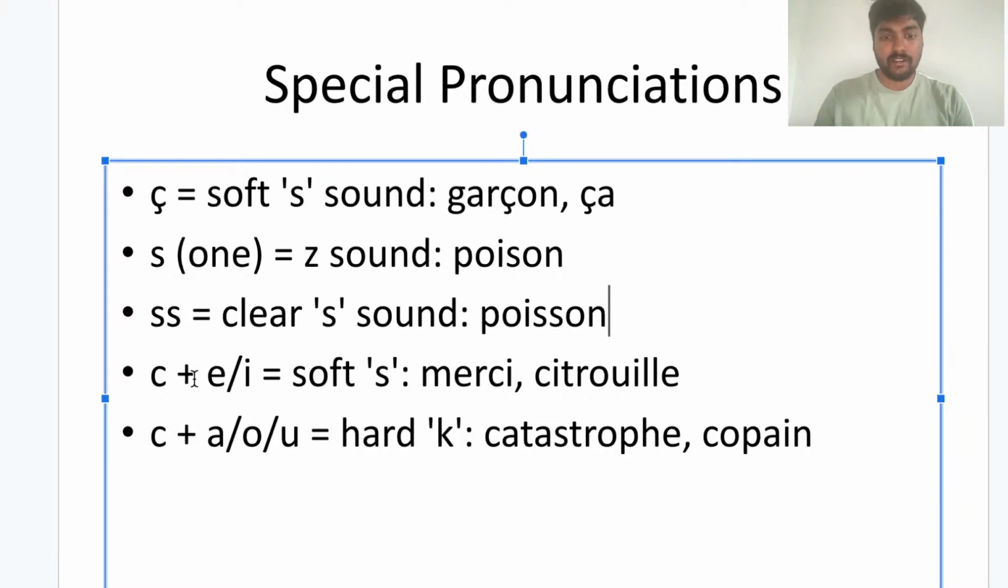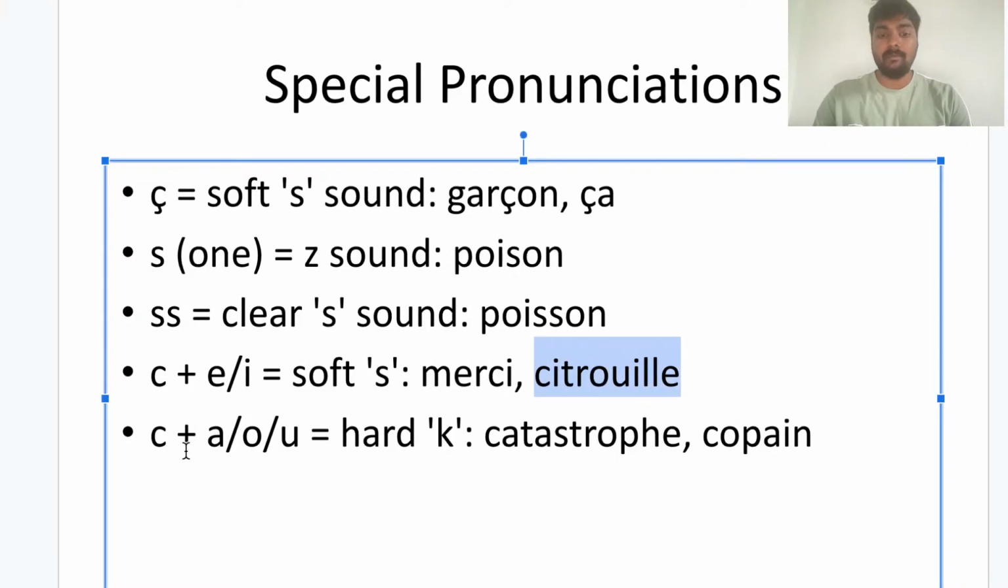Next, what if C plus E or C plus I comes together? Again, you release the same soft S sound like we did in garçon. It's called merci, not mercki, right? You'll be saying merci. And citrouille, which means pumpkin, guys, pumpkin.